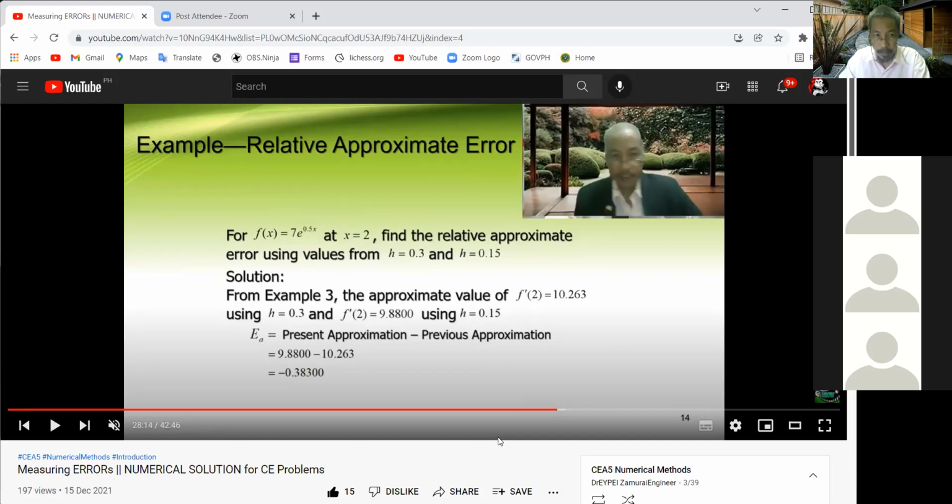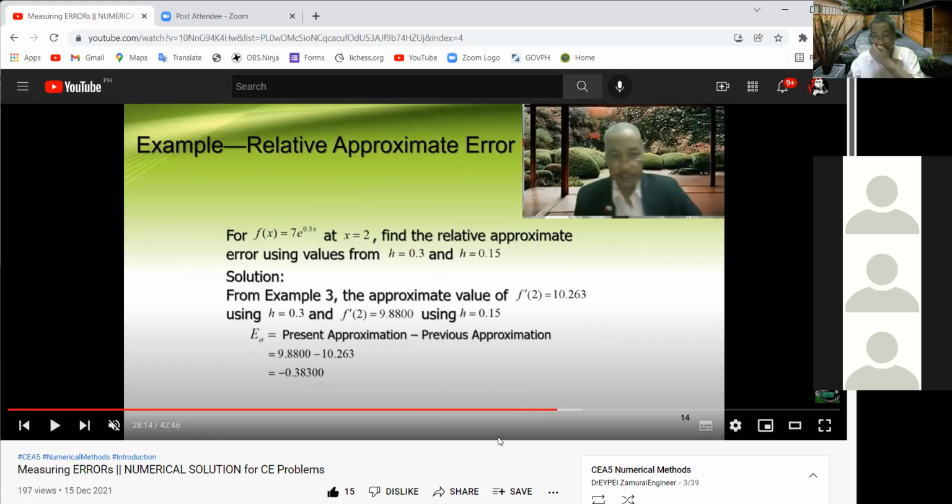For f(x) equal to 7 e to the 0.5x at x equal to 2, find the relative approximate error using values h equal to 0.3 and h equal to 0.15. So we already solved that. From example 3, the approximate value of f prime is equal to 10.263, we already know, using h equal to 0.3, and 9.88 using h equal to 0.15.